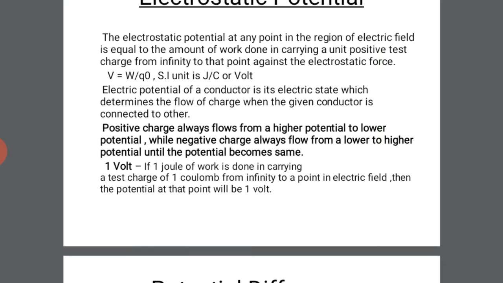Now here is the definition of 1 volt. If 1 joule of work is done in carrying a test charge of 1 coulomb from infinity to a point in an electric field, then the potential at that point will be 1 volt.